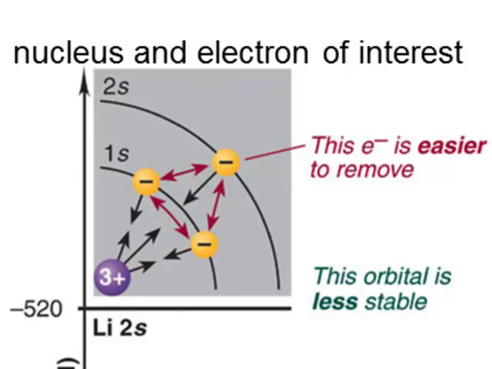Now because of that shielding though, those 2s electrons end up going to a higher energy level, which means it's going to be less stable, which means it's going to be easier to remove that electron. So that's why lithium will form a +1.